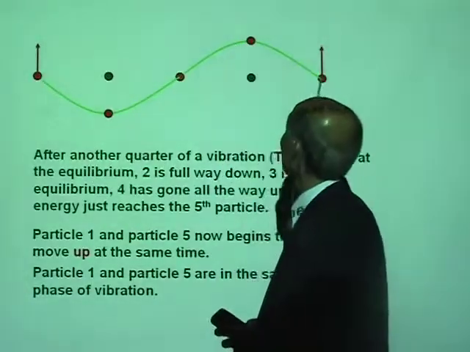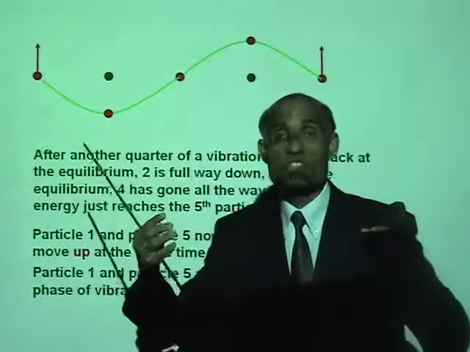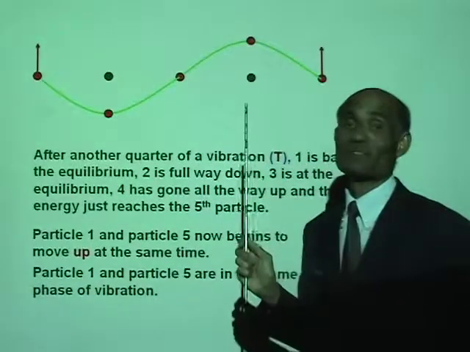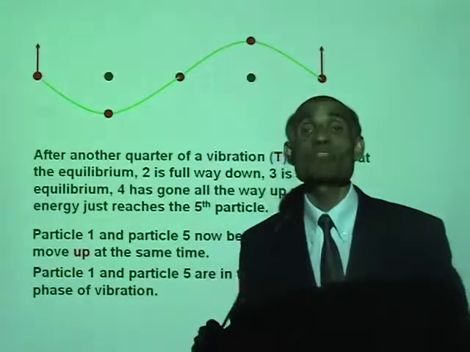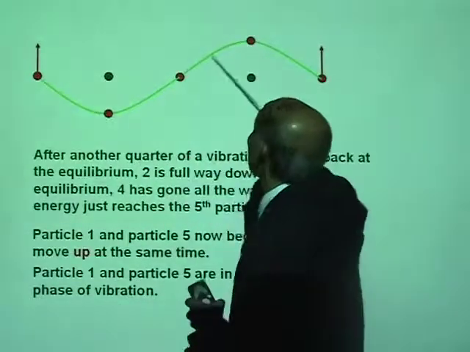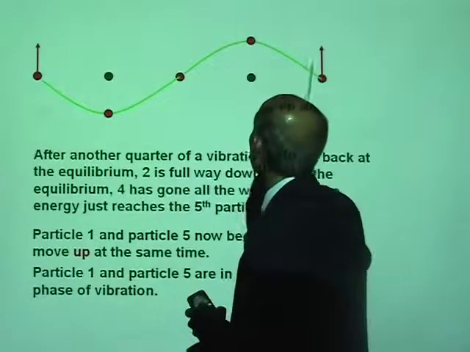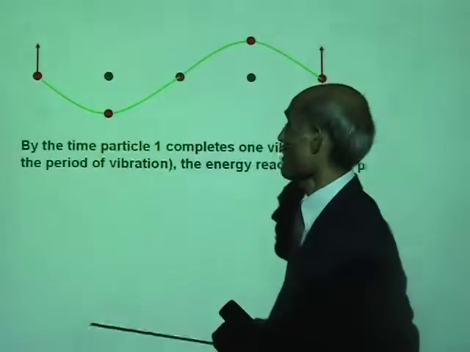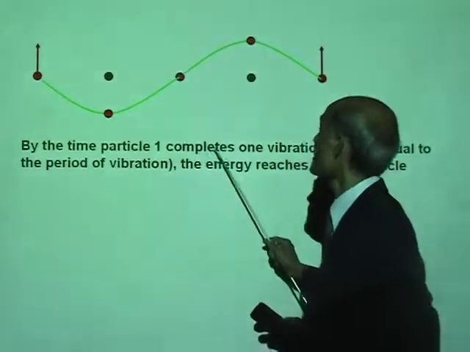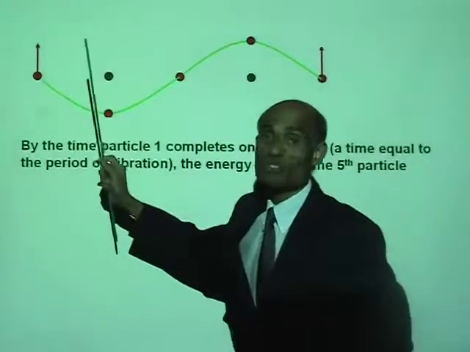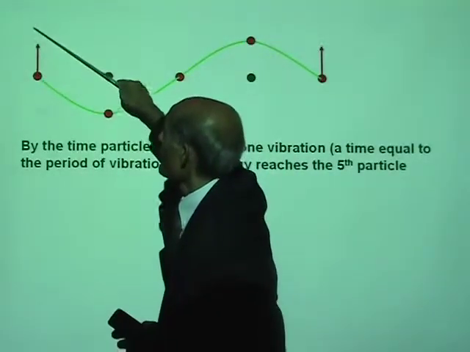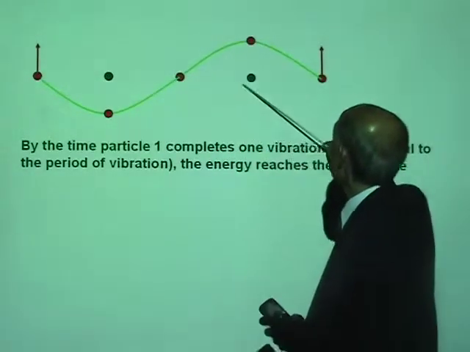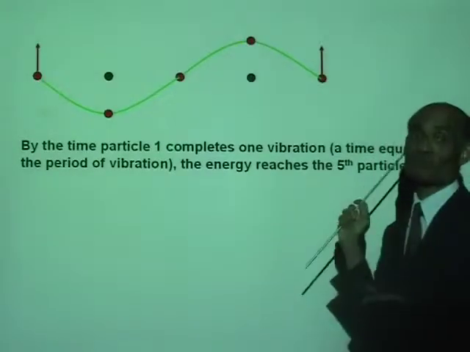So now between the two particles that are in the same phase of vibration, we have a full wave now. You see, a full wave is defined as the wave that is in between two nearest particles that are in the same phase. Alright, so by the time particle 1 completes one vibration, watch this again. By the time particle 1 completes one vibration, where is the energy reached? The energy has reached the 5th particle.